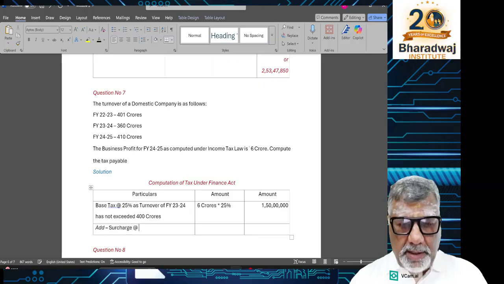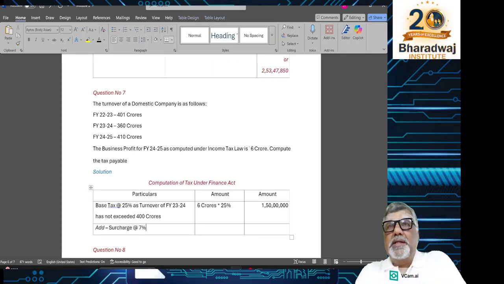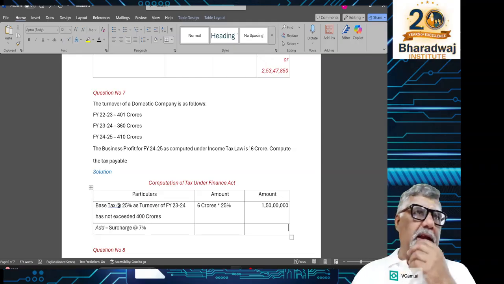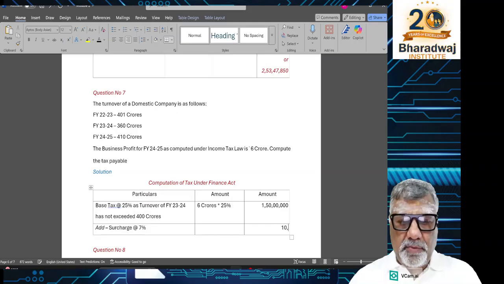And surcharge at the rate of 7%. Surcharge more than 1 crore up to 10 crores is 7%, more than 10 crores 12%. So add surcharge at the rate of 7%. 10 lakh 50,000.